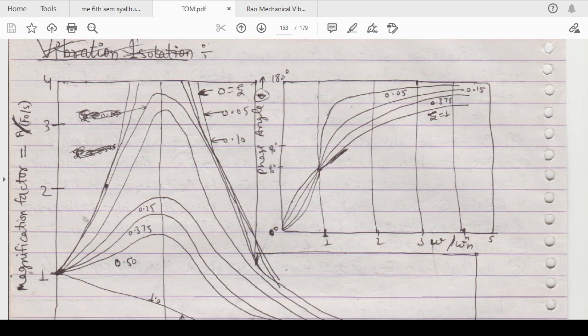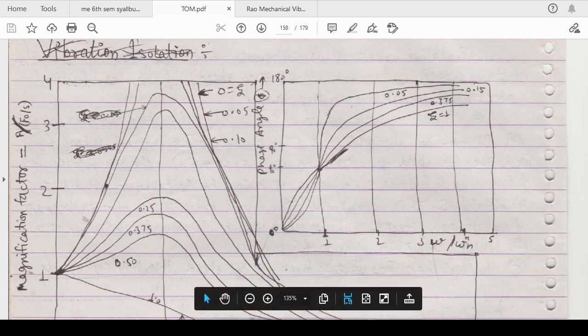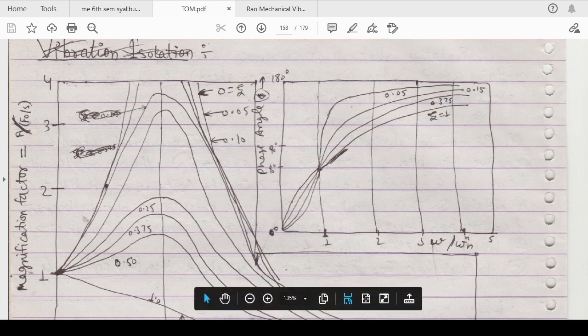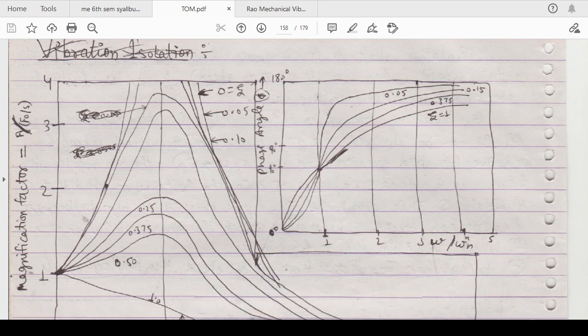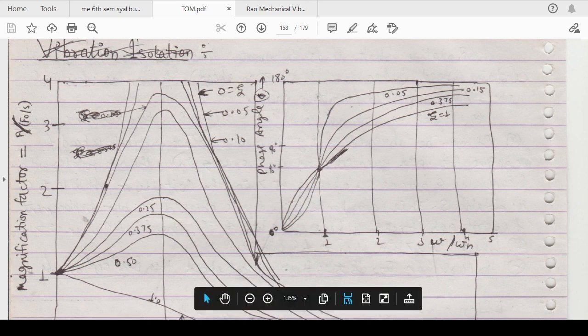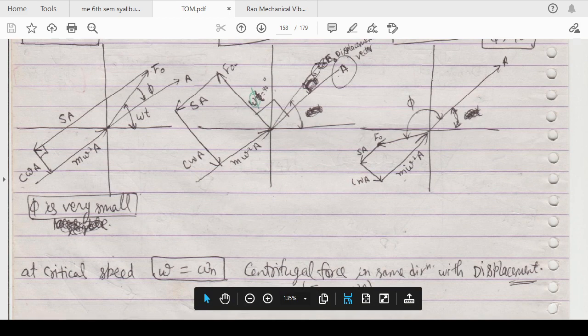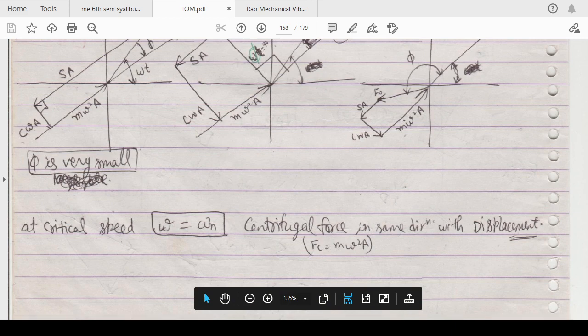You can find that if zeta equals 1, it will go like this, and if it is reduced to 0.375, 0.15 and 0.05, the phase angle goes 0, 90 and 90, meaning at 90 degrees it is just changing the phase, or reversing the phase angle. So at a ratio of 1 and 90 degrees there are some changes: at the critical speed, where omega equals omega n, the ratio is 1, and the centrifugal force is in the same direction as the displacement.